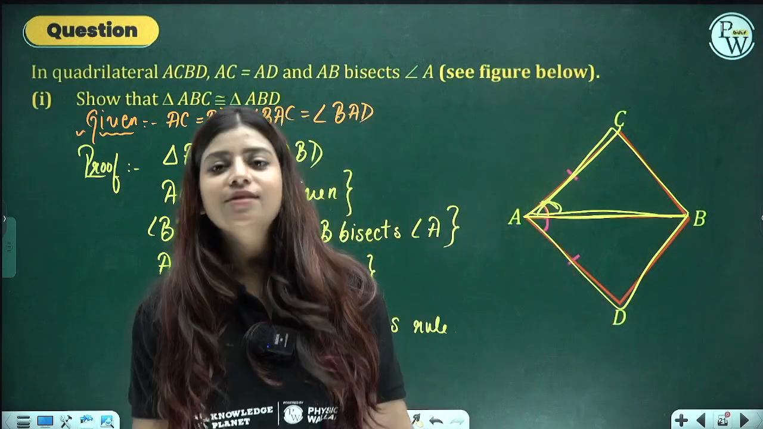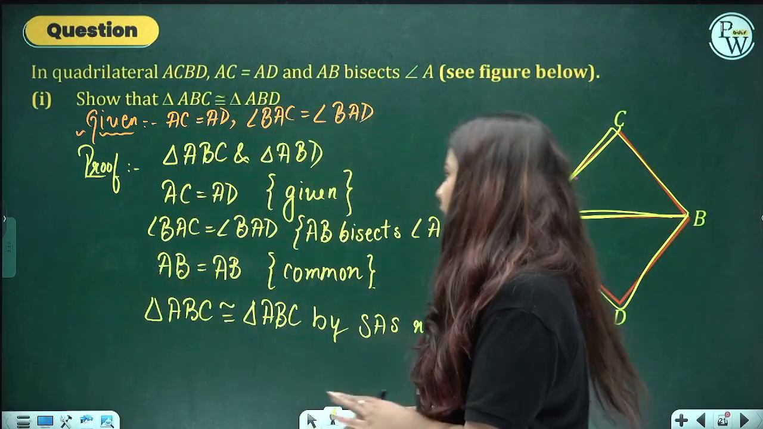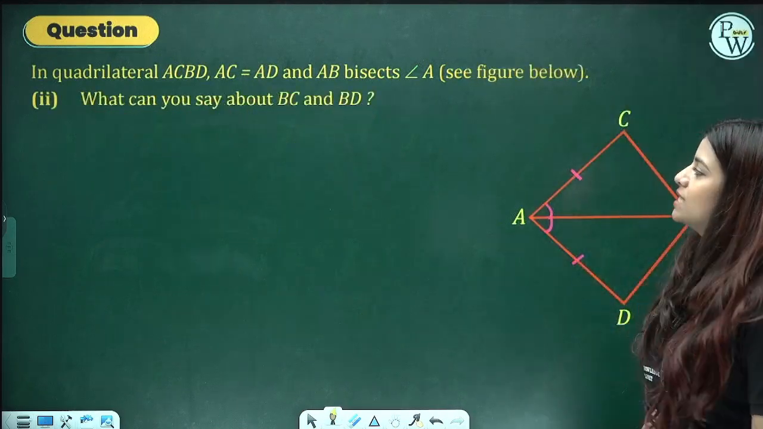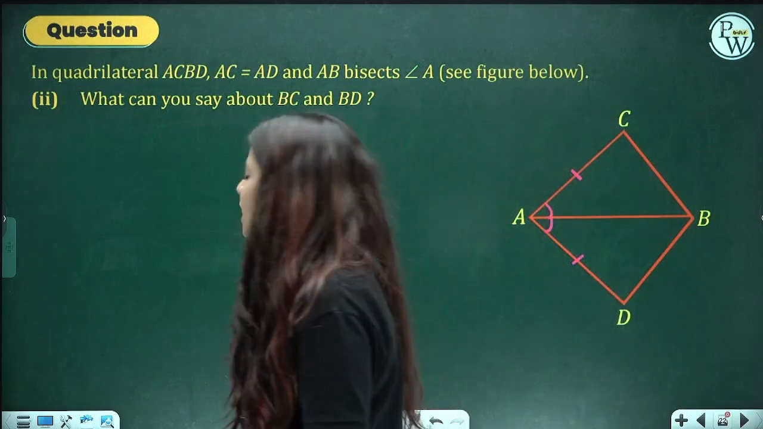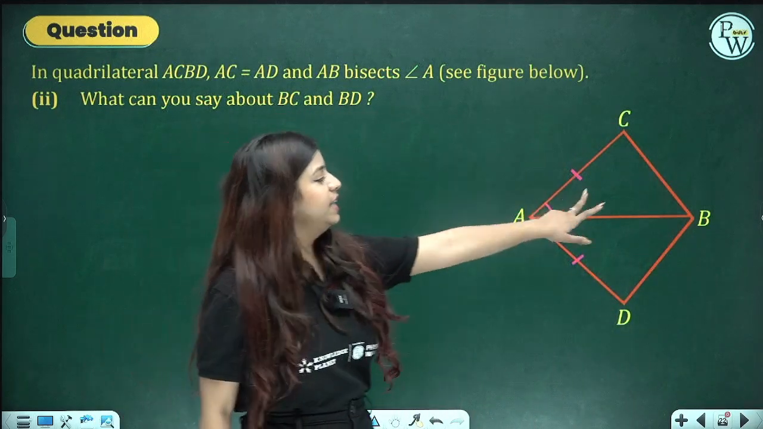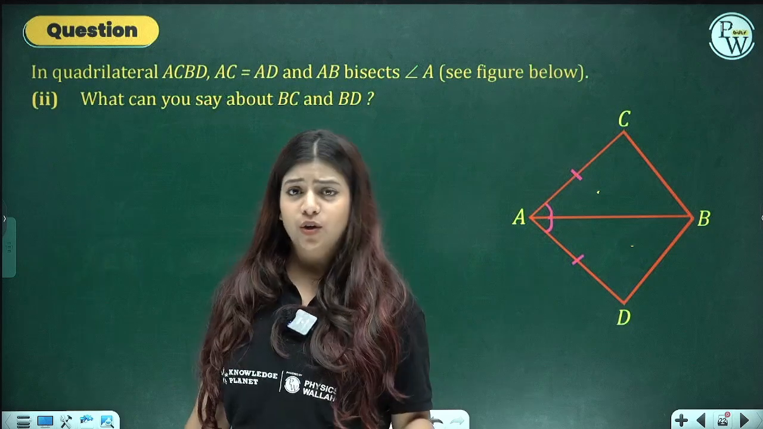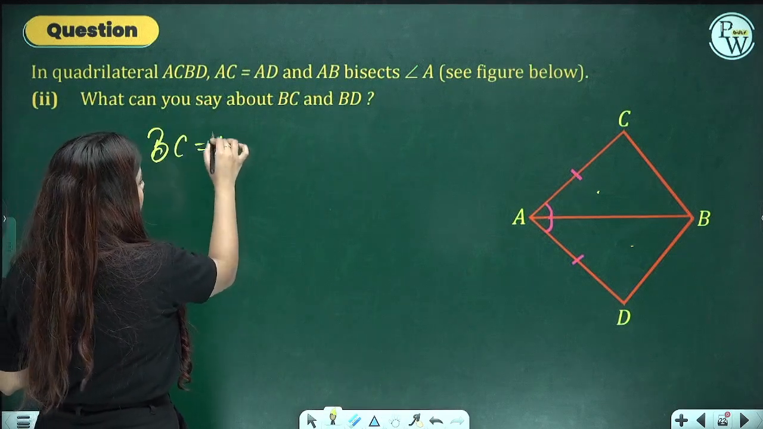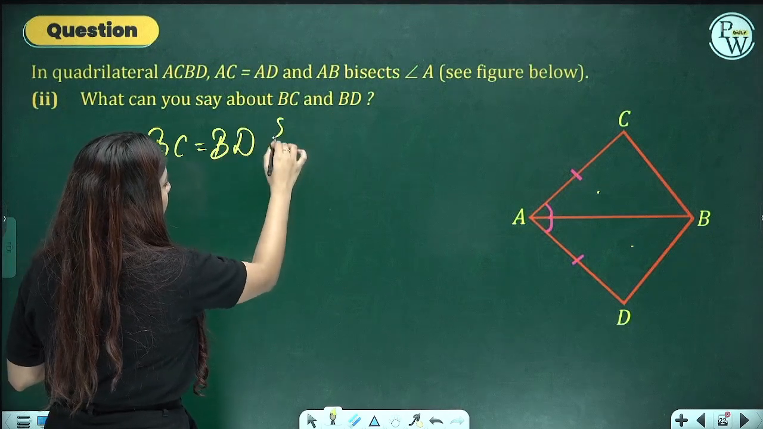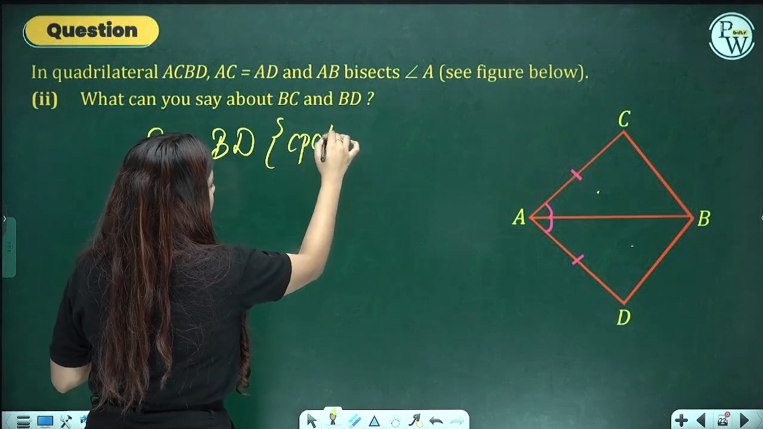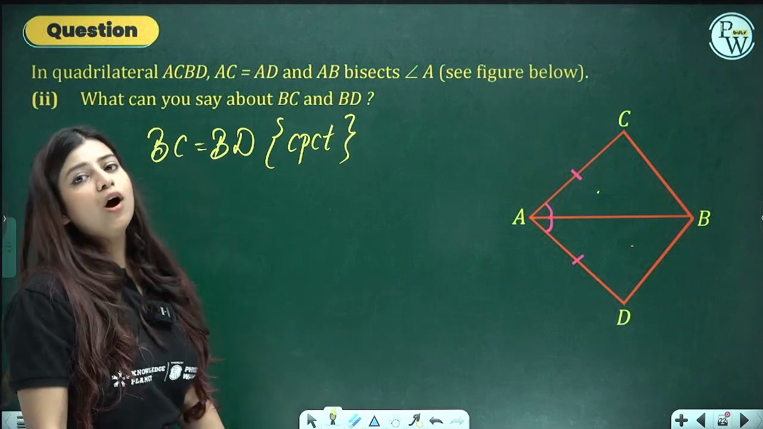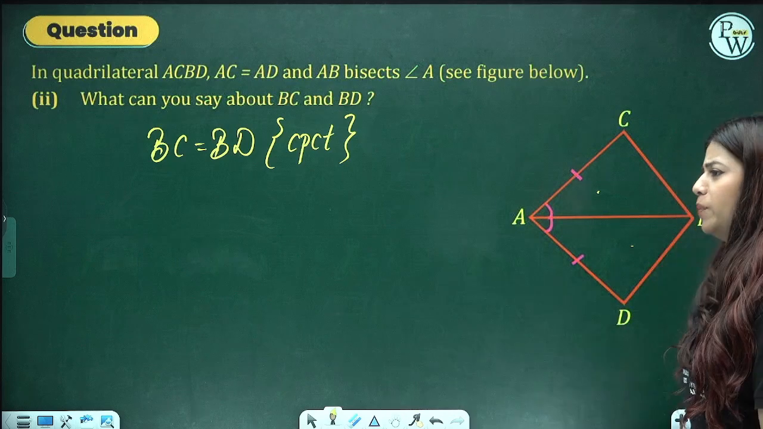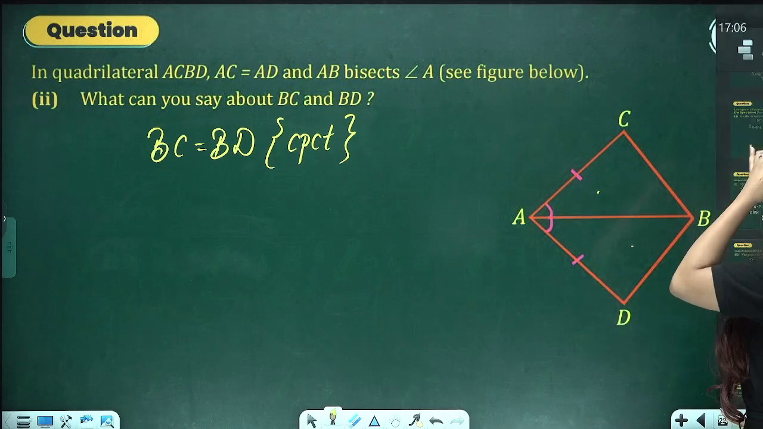I hope this is clear with everyone, right? Let's move forward to the second part. What can you say about BC and BD? Now, since we have proven that these two triangles are congruent, we can simply say, students, that BC is equal to BD by CPCT, that is, corresponding parts of congruent triangles. I hope this is clear with everyone, right?